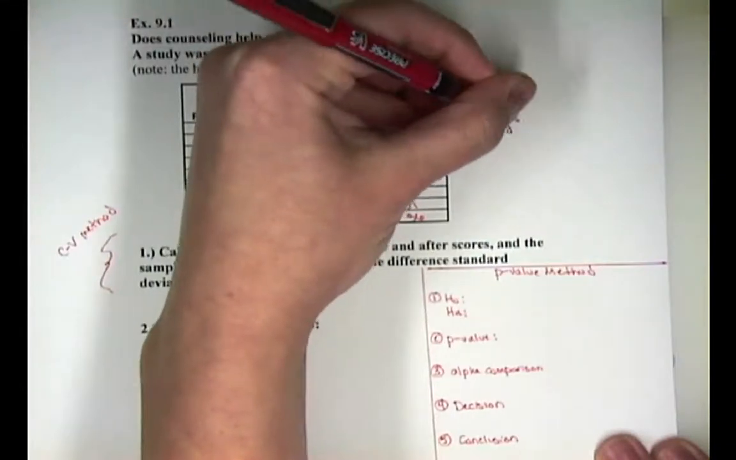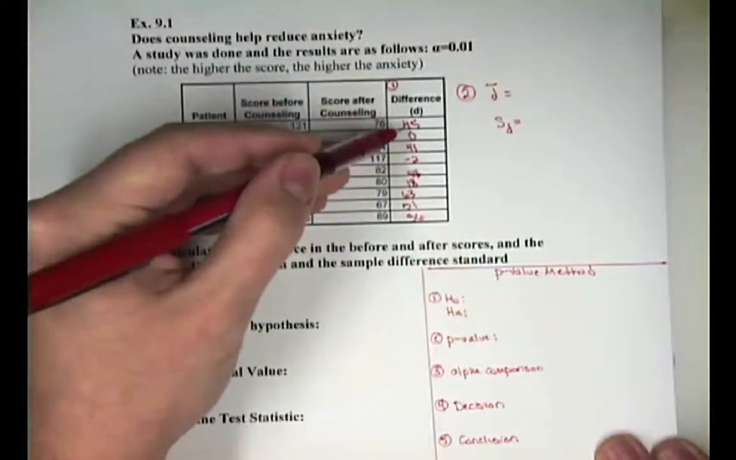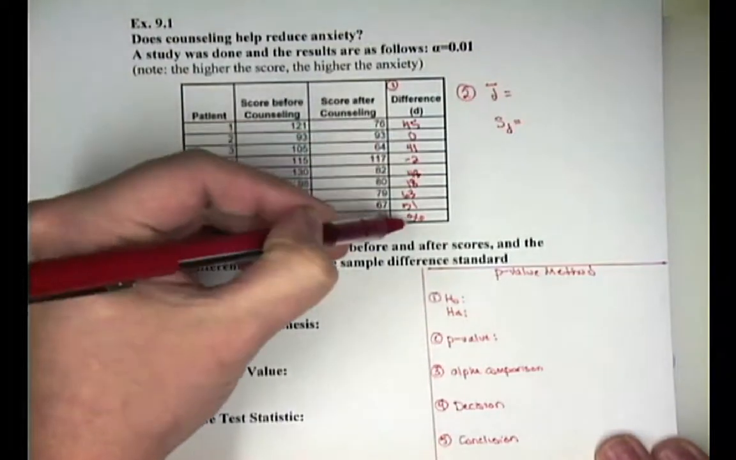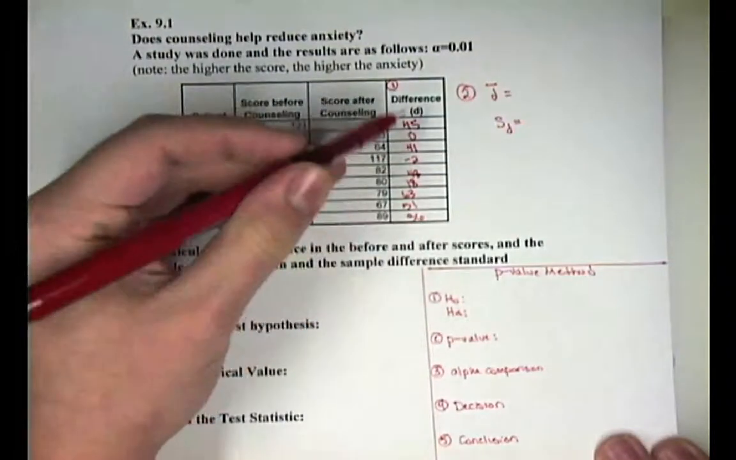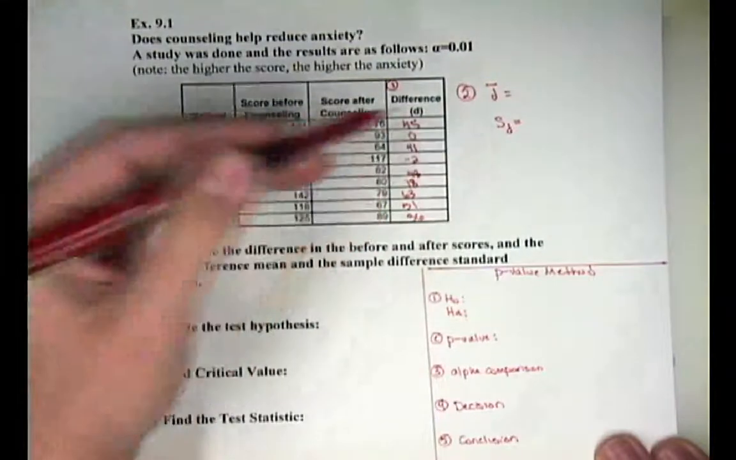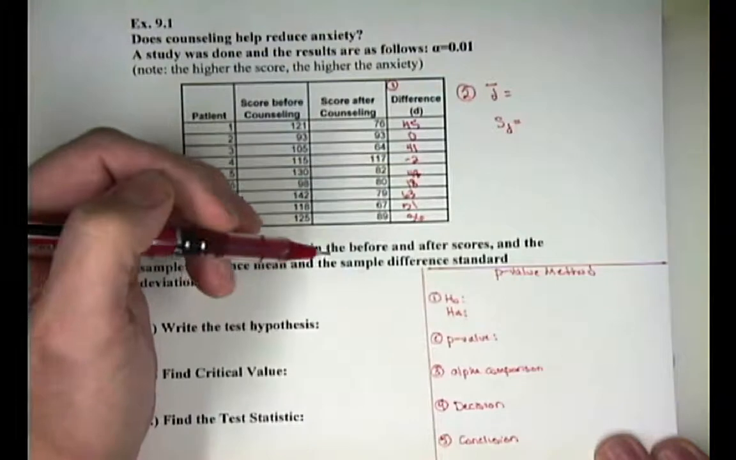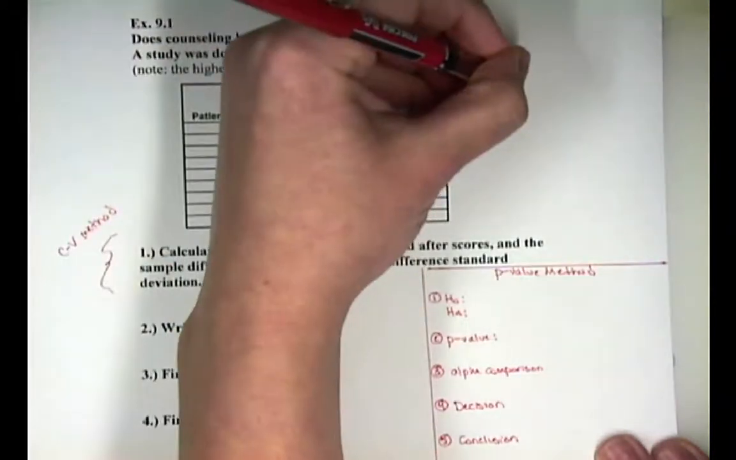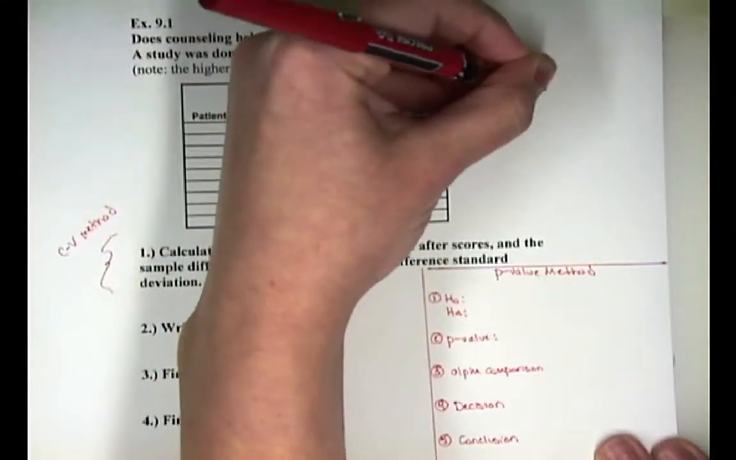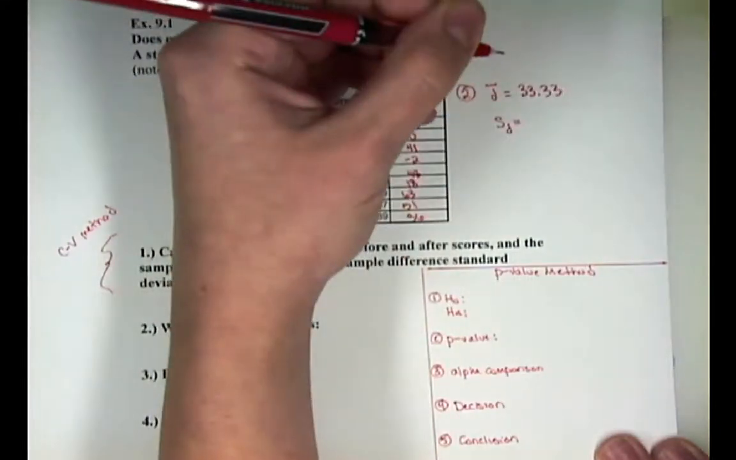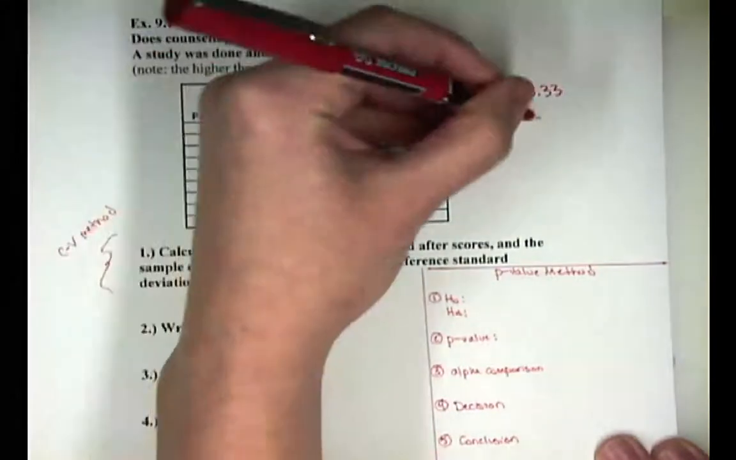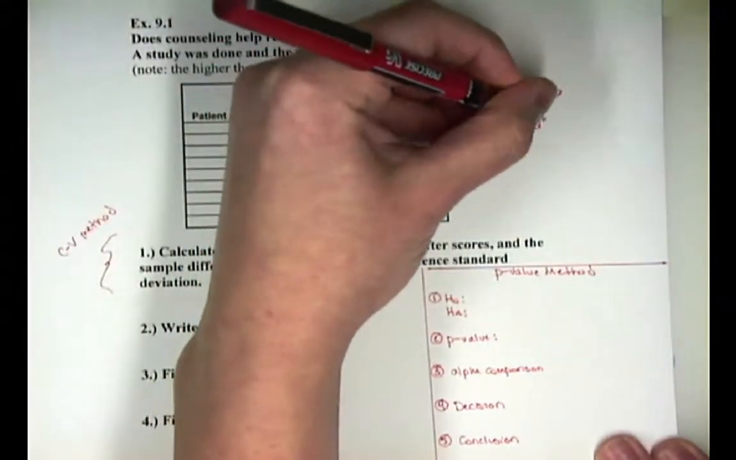So if you're doing this by hand, remember your average formula, the sum of the x's divided by n, and then remember your standard deviation formula. Or your calculator can do all of this for you using 1-var stats. You should be getting 33.33 for your average of the differences, and your standard deviation is 22.92.